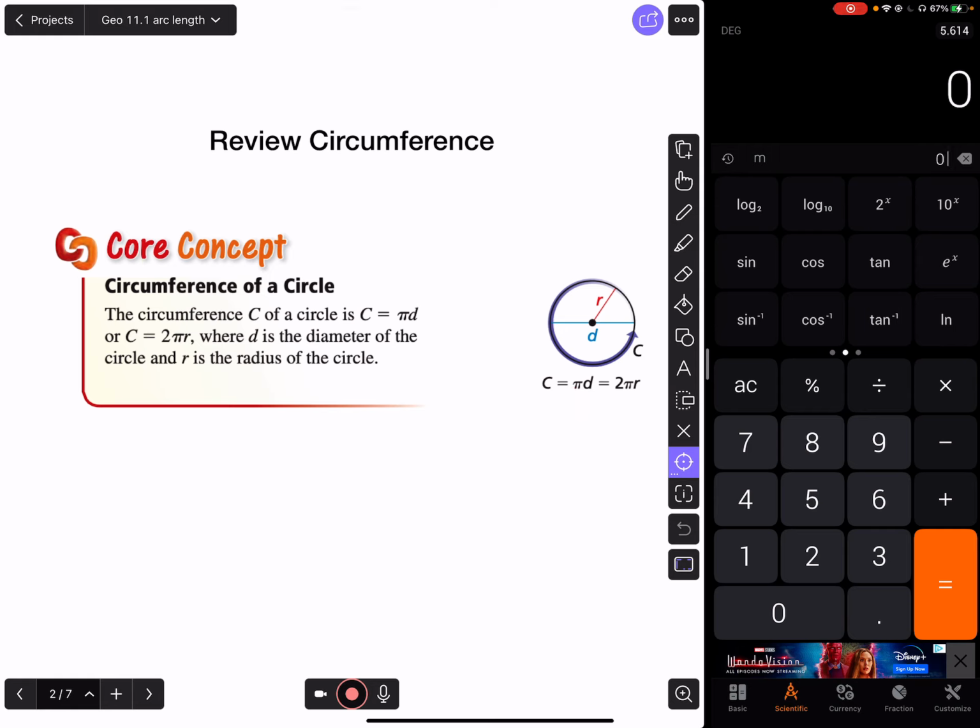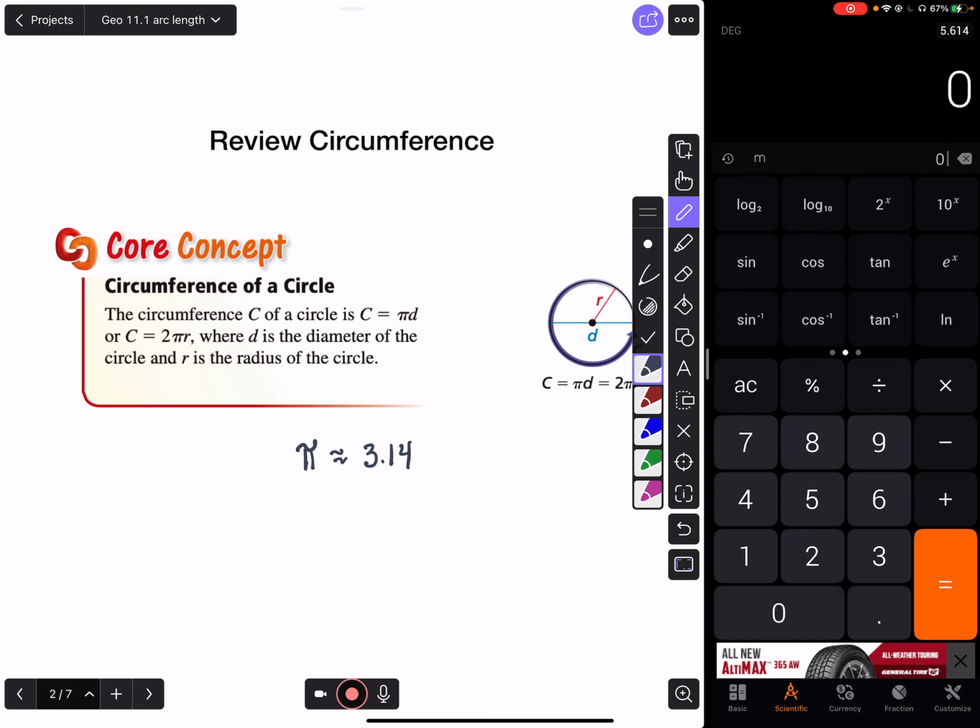Remember, pi is approximately 3.14. In general, that is as many digits as you need. Here, the number pi is on my calculator. I'm going to try and highlight it right there. If you're looking at the video, that's the pi button. And you can see pi is equal to this really long decimal.